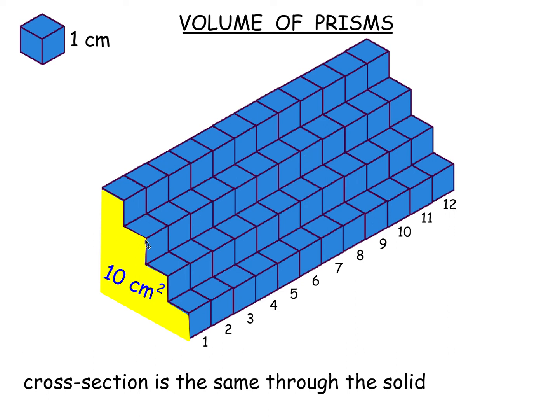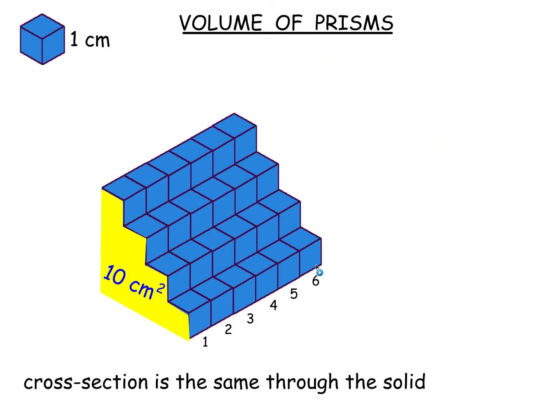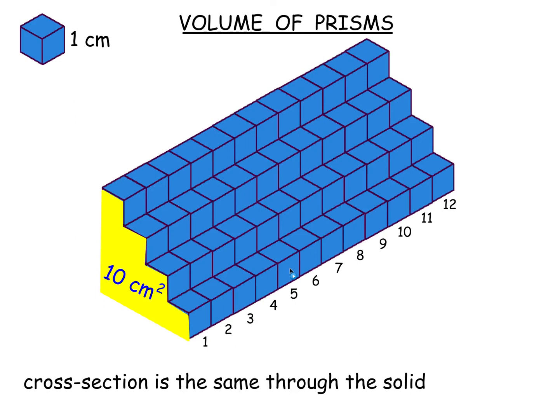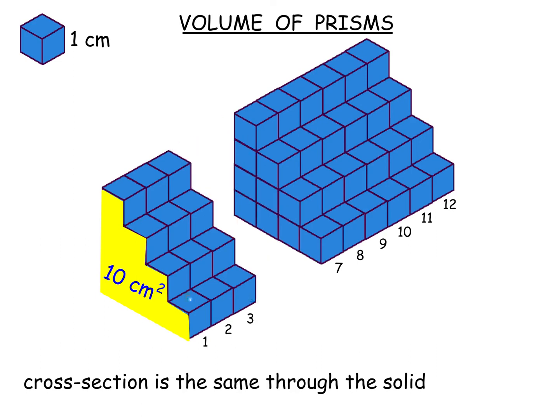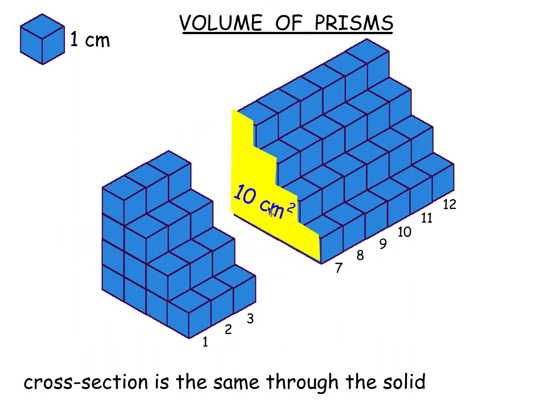This is a prism. It's a shape where this area stays the same all the way through the shape. So for example, if I were to cut off the part of the shape part way through, this cross section's the same. It's this 10 square centimetre cross section, identical from front to back. A shape like that's called a prism. It's the same all the way through.